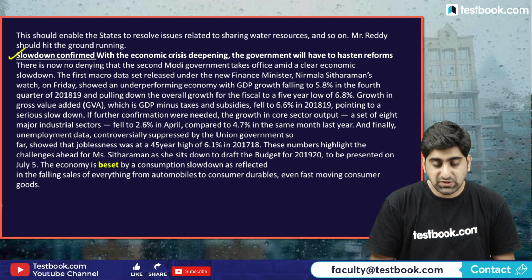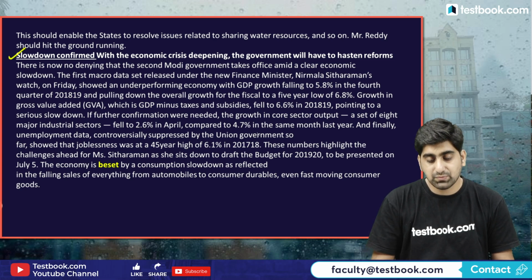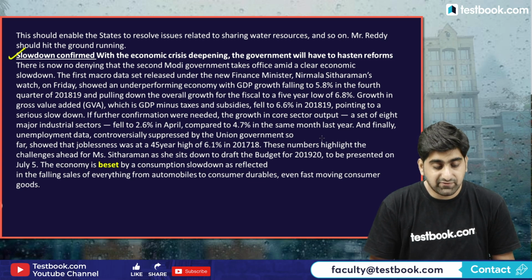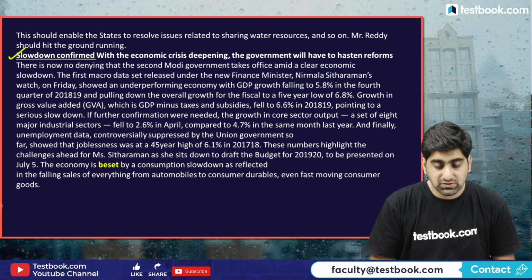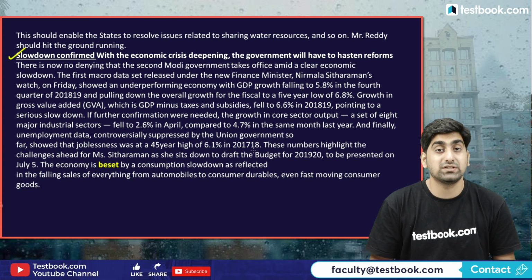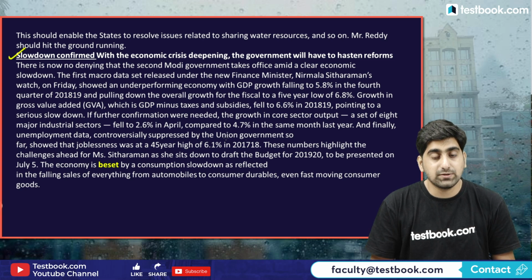If further confirmation were needed, the growth in core sector output, a set of 8 major industrial sectors, fell to 2.6% in April compared to 4.7% in the same month last year. And finally, unemployment data, controversially suppressed by the union government so far, showed that joblessness was at the 45-year high of 6.1% in 2017-18. These numbers highlight the challenges ahead for Ms. Sitharaman as she sits down to draft the budget for 19-20.